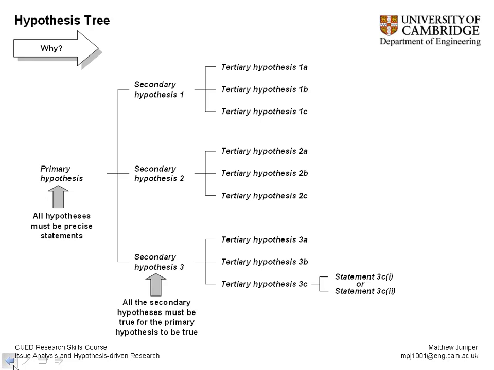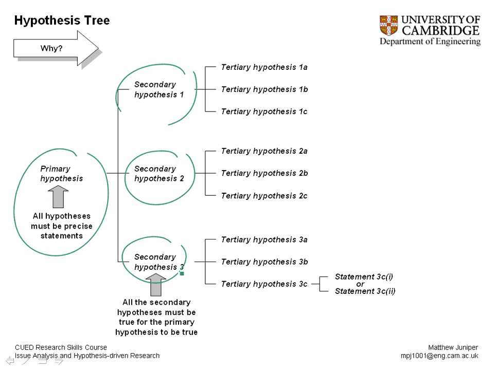Now a hypothesis tree looks like an issue tree, but is actually fundamentally different. This time what we do, we start with a primary hypothesis, and we ask the question, why? Now that primary hypothesis must be a really precise statement. And when we ask the question why, we're asking, why must this be true? And we think of all the various things that must be true for the primary hypothesis to be true.